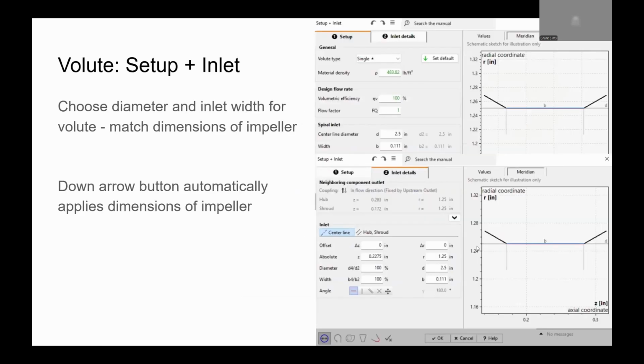And then we'll go over to a little bit of volute stuff. Basically what we want to do with the volute is match the diameter of your impeller. The outer diameter of your impeller is going to be very close to the inner diameter of your volute. You can use this arrow here in ANSYS that automatically pulls in your impeller data and fills in some of the fields for your volute. So you don't have to copy over numbers, it'll do it for you, which is really nice.